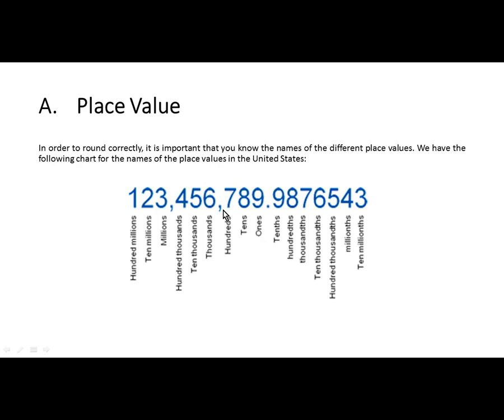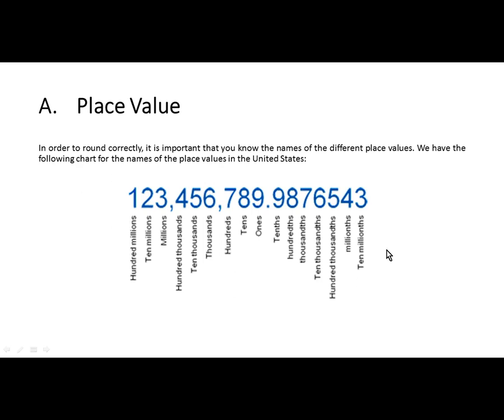Notice we have commas on the left-hand side separating three groups of numbers. We don't on the right-hand side. Now again, in the United States, it's commas, and this is one of the few times you don't put a space after a comma. These groups of 3 digits are called periods. Now again, know the names of the place values.